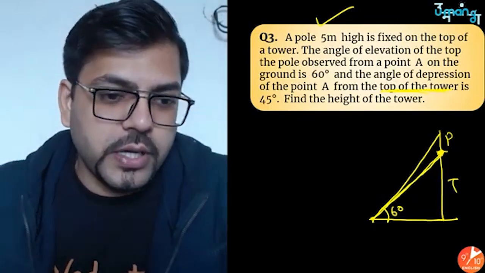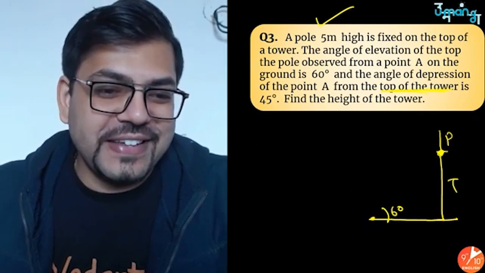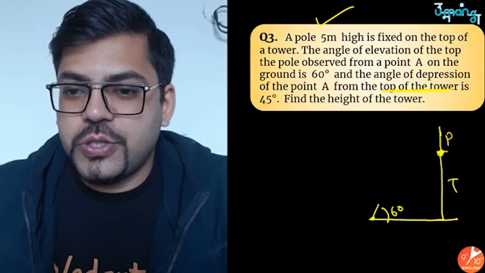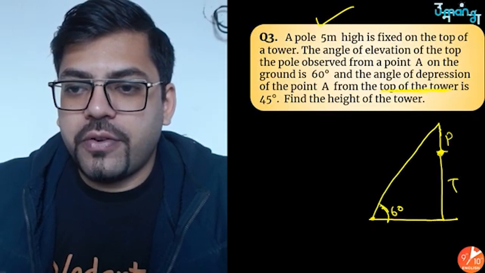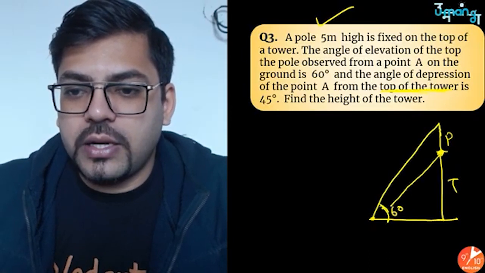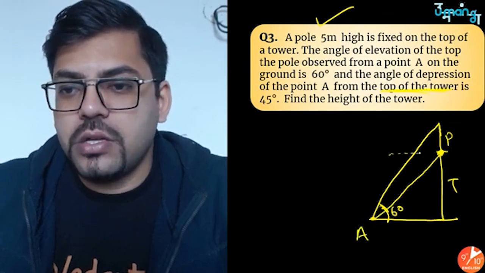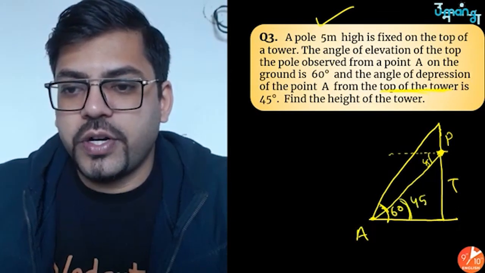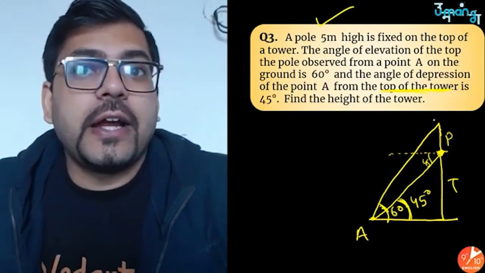Wait, let me just make a diagram more better. It's not looking so good. So yeah, here we go. So from point P, if someone is looking at point P, so that is 60°. And from this point, if someone is looking down on A, so this angle of depression is given here 45°. So if this is 45, I think you will be able to understand that this is also 45 without any doubt. Yeah. Okay.